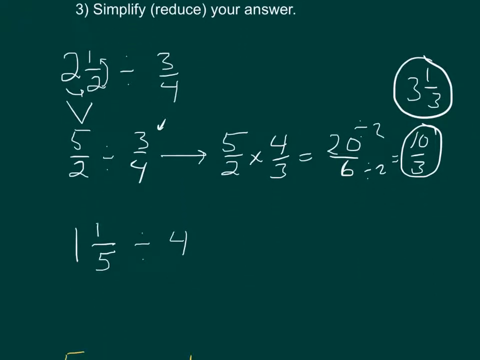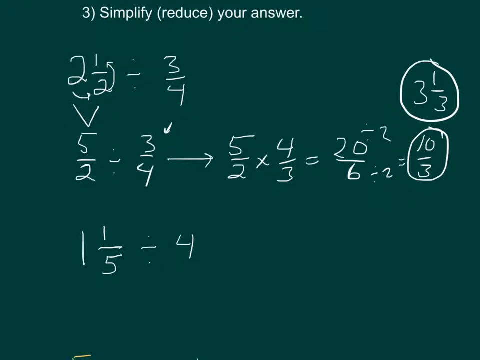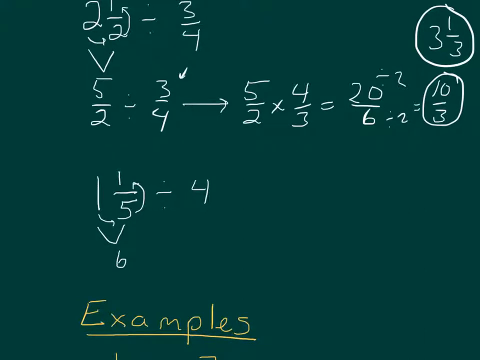Last sample problem. 1 1/5 divided by 4. We need both fractions. So we need to turn 1 1/5 into a fraction, an improper fraction. So 1 times 5 is 5, plus 1 is 6. So we have 6 fifths divided by, I need 4 to be a fraction. Any whole number, remember this, any whole number as a fraction is set over 1. So it's 4 over 1.